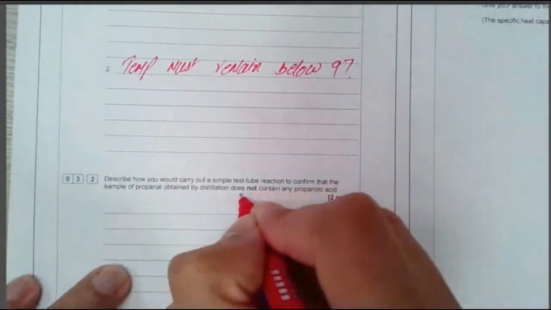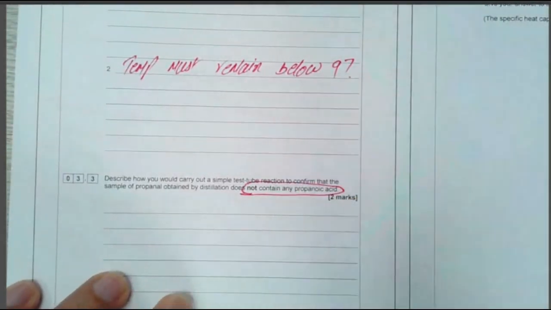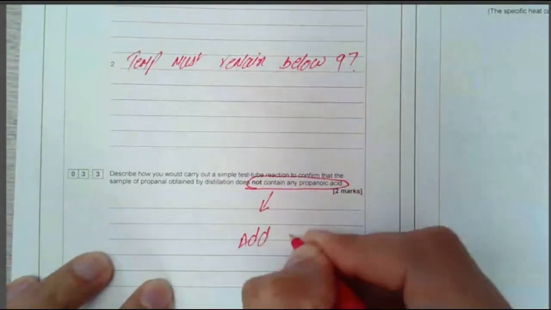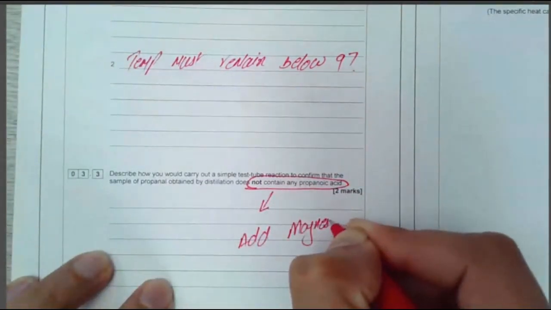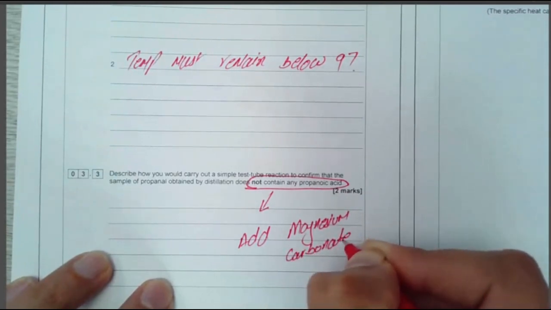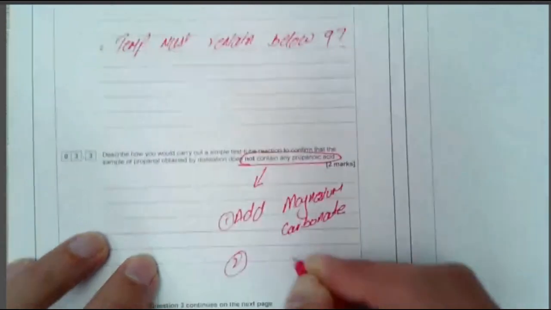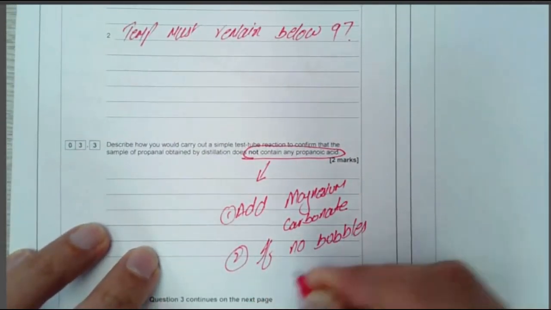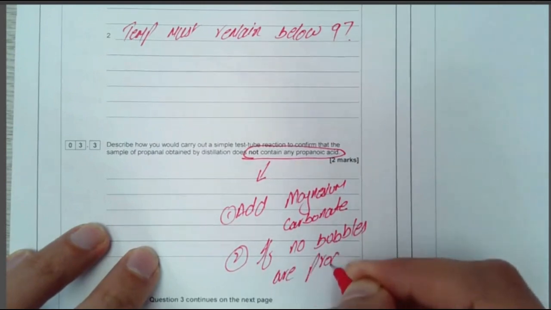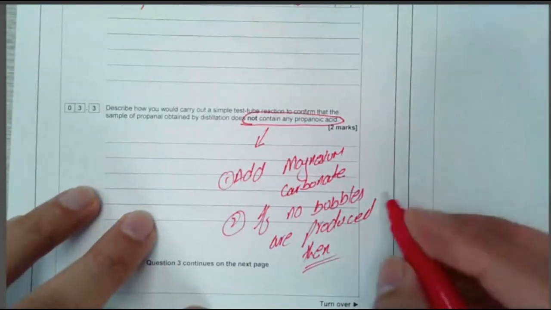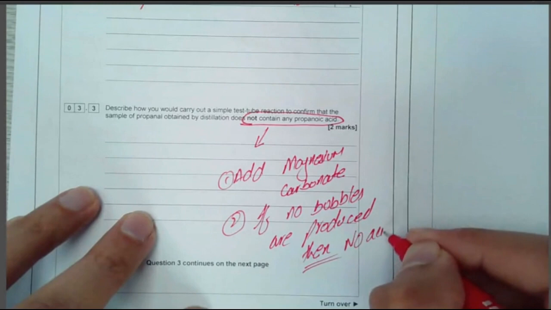Next one says the sample has no propanoic acid. You will add magnesium carbonate. Number two, if no bubbles are produced, what does that confirm? That no acid is present.